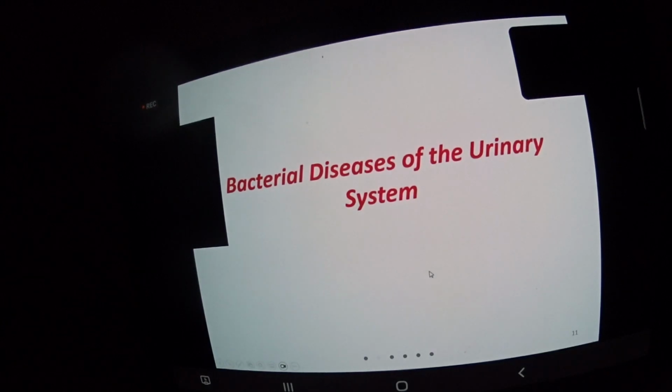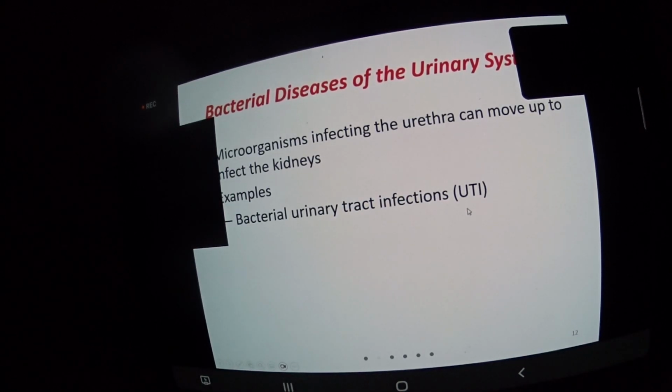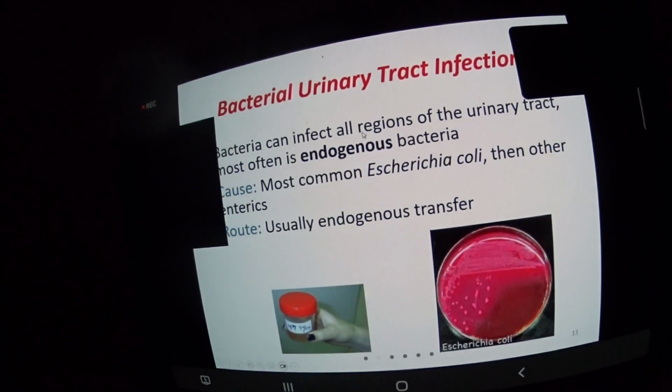All right. First, let's look at the urinary system, and I'm only going to look at the bacterial diseases of the urinary system. Typically, the one that we all worry about is bacterial urinary tract infections, UTI. UTIs can happen in multiple scenarios. It can happen on its own due to hygiene issues. It could happen to a person who is hospitalized and cannot take care of themselves with regard to hygiene.